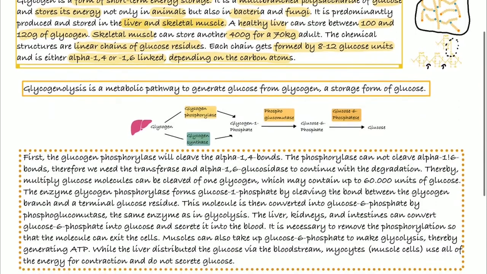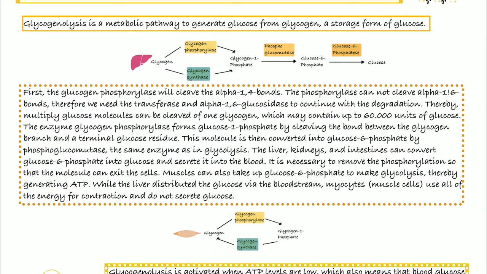Now, we've already heard glycogenolysis is a metabolic pathway that generates glucose from glycogen, which is the storage form of glucose. The first enzyme is the glycogen phosphorylase, which can cleave the alpha-1,4 bonds. But as soon as we have an alpha-1,6 bond, we need a transferase and an alpha-1,6 glucosidase to continue with the degradation. And we can cleave multiple glucose molecules from one glycogen, which can contain up to 60,000 units of glucose. So this glycogen phosphorylase forms glucose 1-phosphate by cleaving the bond between the glycogen branch and a terminal glucose residue.